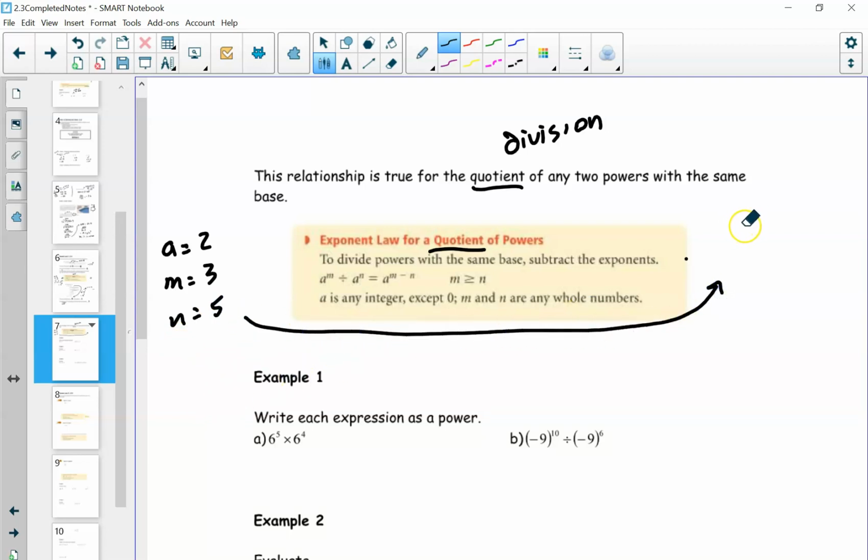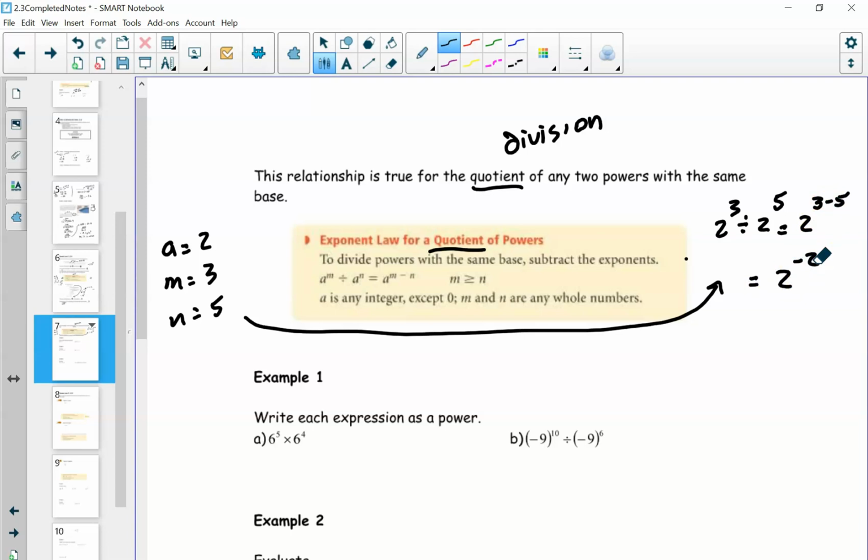What we've got is a to the power of m, so that's 2 to the power of 3, okay? And then we've got divided by 2 to the power of 5. We're going to get a negative number on this one, that's okay, equals 2 to the power of m minus n. Okay, so that's the m, that's the n. So in this case, our final answer is going to be 2. 3 minus 5 is negative 2. It's going to be 2 to the negative 2.